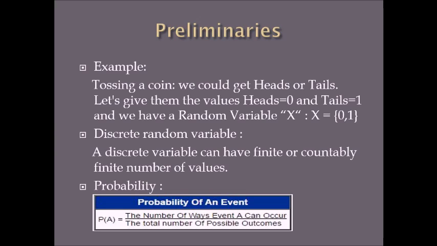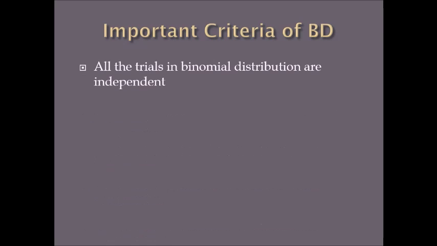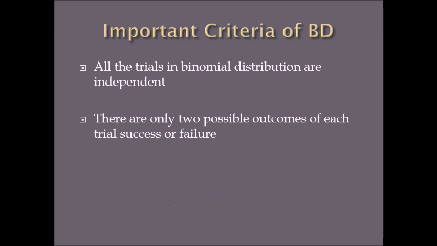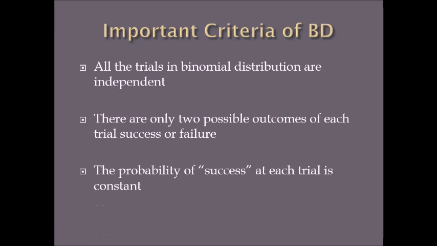number of possible outcomes. The important criteria of binomial distribution are: all the trials in binomial distribution are independent. There are two possible outcomes of each trial, either success or a failure. The probability of success at each trial is constant.